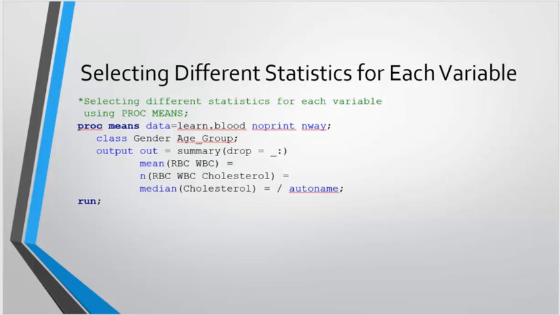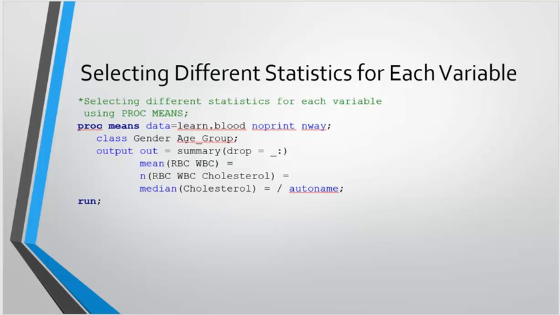Each statistic keyword is followed in a set of parentheses by a list of variables for which you want to compute this statistic. This is another option you have in PROC MEANS. The program here computes the means for red blood cells and white blood cells, the number of non-missing values for all 3 variables, RBC, WBC, and cholesterol, and the median of cholesterol. This DROP option uses the colon wildcard notation.